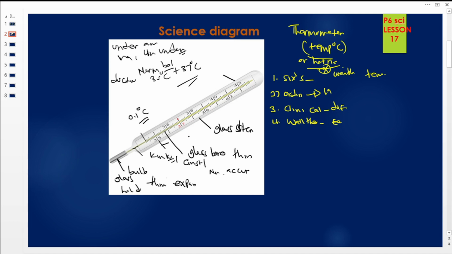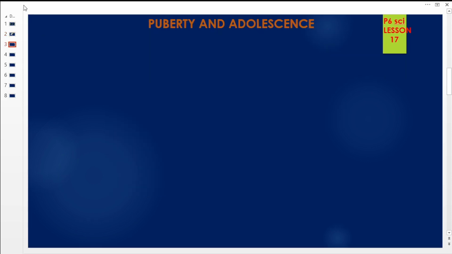Alright, so this has been our science diagram. So let us move on and see our work for today.